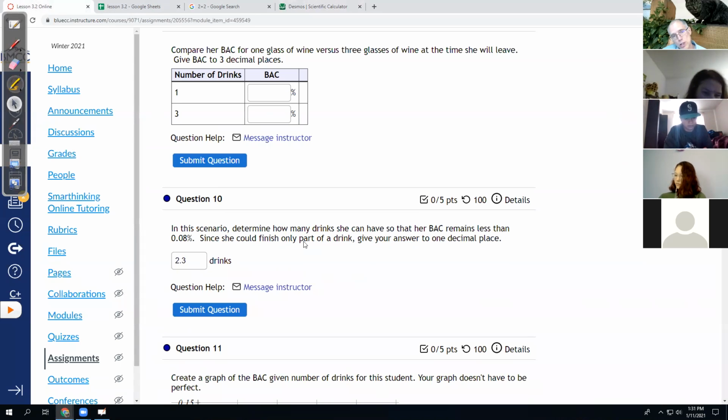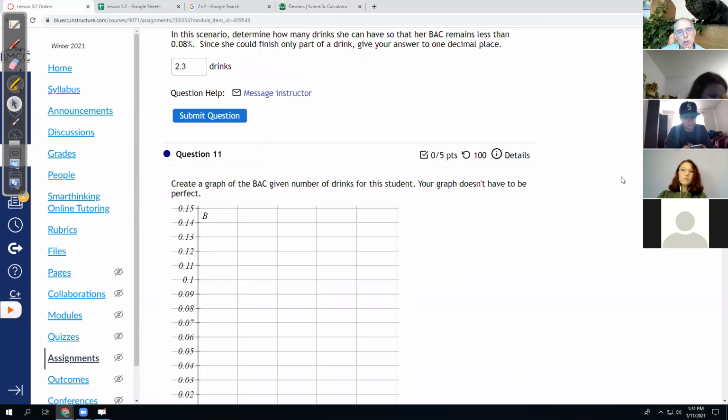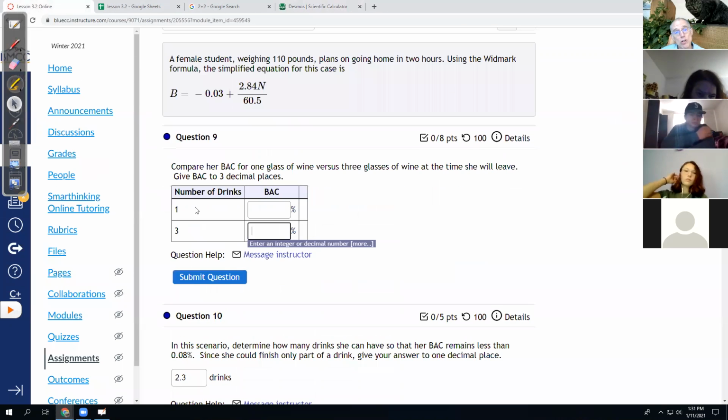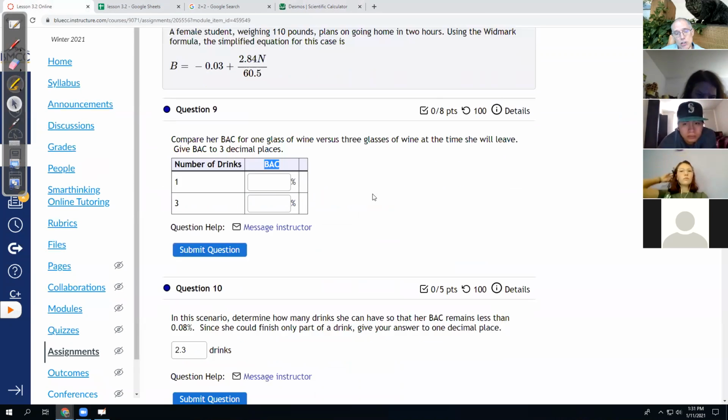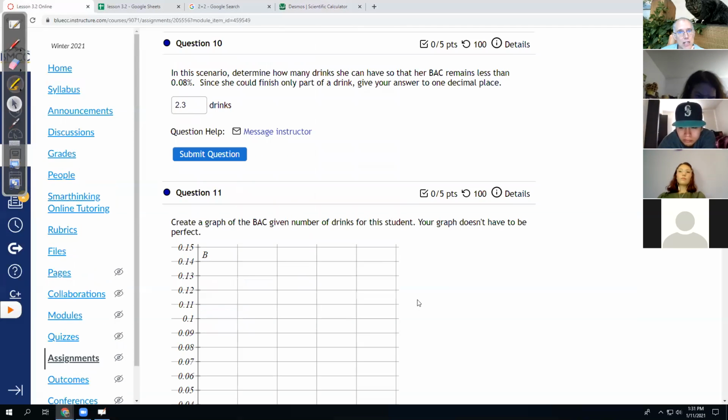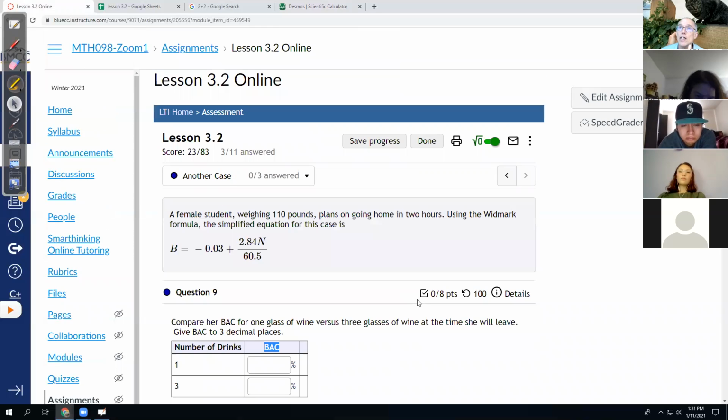Other things we're asked to do on this page, based on the table above, which you may or may not have done yet, we're going to plot those 2 points and see what it looks like. So we should find, let's see, what are we doing here? Oh, the more drinks she has, the more drunk she gets. So this should be going uphill because we're increasing the number of drinks, N. And that's the end of this lesson.